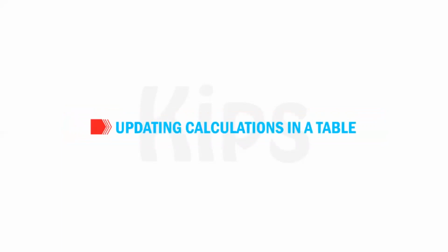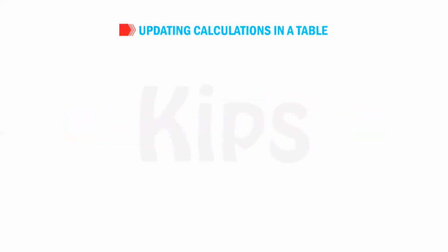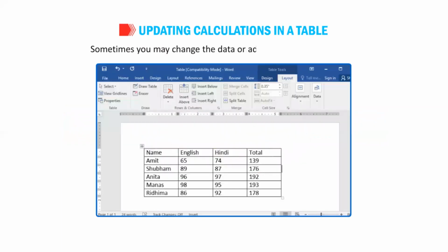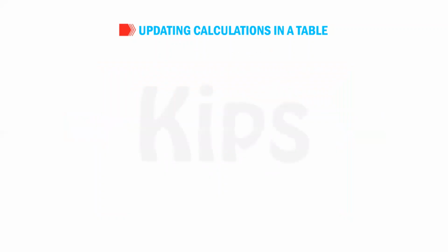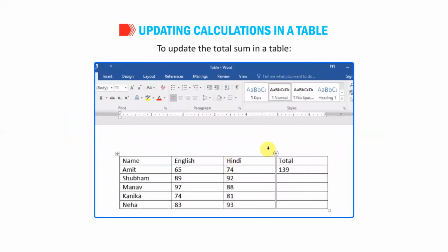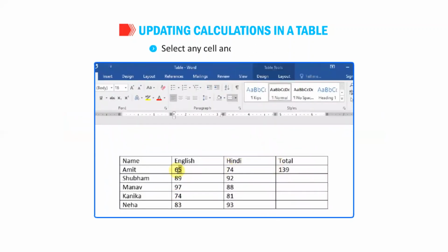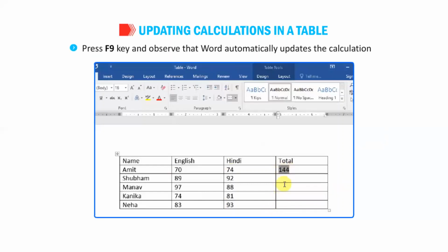Let us learn how to update calculations in a table. Sometimes you may change the data or add any new data in a table. Word provides the facility to update the changes. To update the total sum in a table, select any cell and change its data. Now select the data of the cell where the total sum is displayed. Press F9 key and observe that Word automatically updates the calculations.